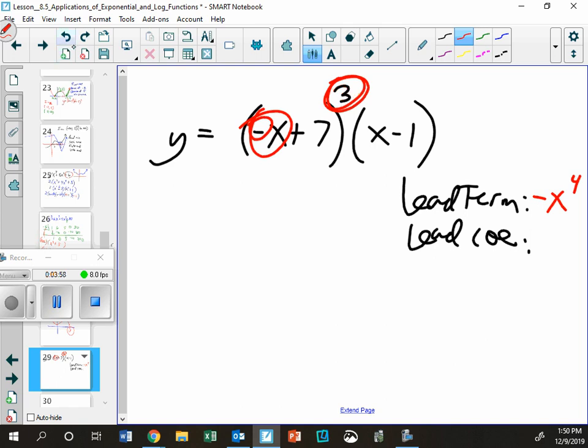Okay, so now, can you sketch for me what this one would look like? The negative means down on the right. You know where it touches.